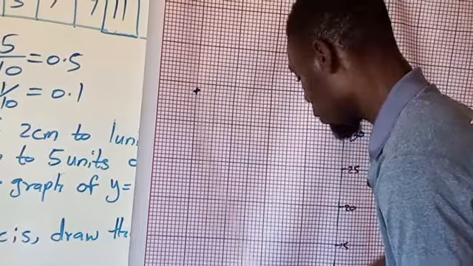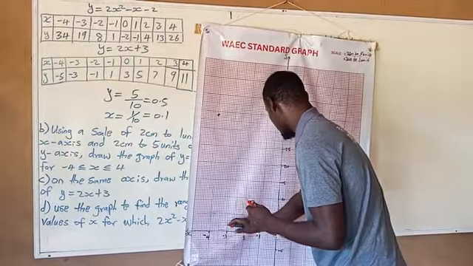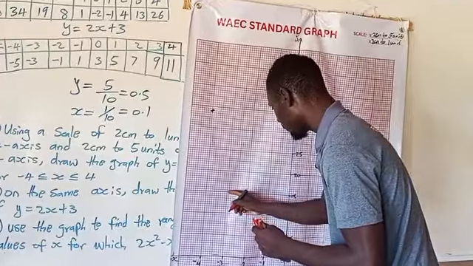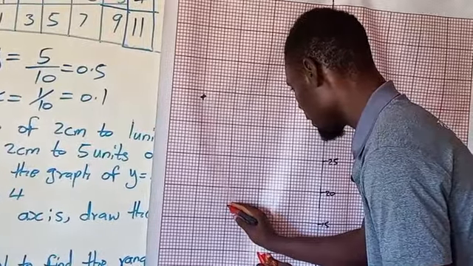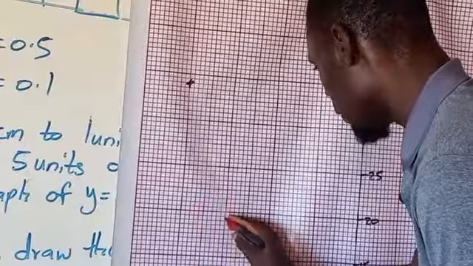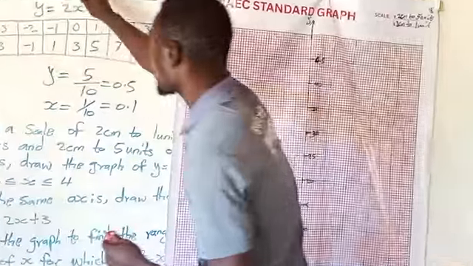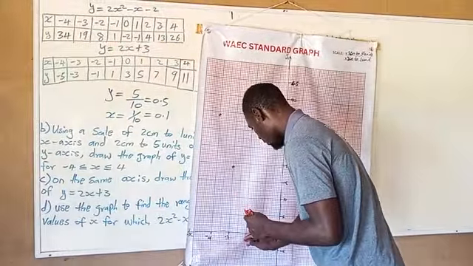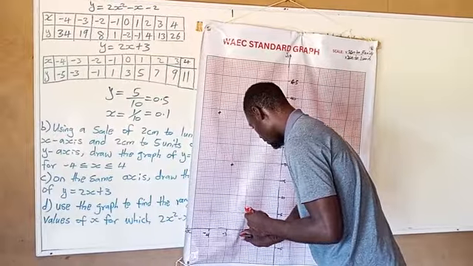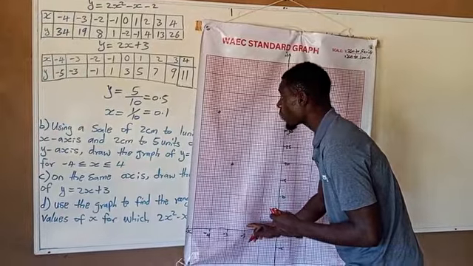When x is minus 3, y is what? Y is 19. You have 15, 16, 17, 18, you have 19. When x is minus 2, y is 8. You locate where minus 2 is. This is minus 2. Y is what? Y is 8.